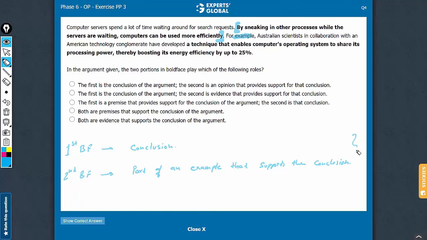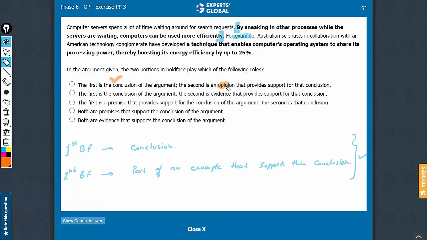Remember, you don't have to take the notes. It is not advisable. I'm doing this just to explain in detail because this is an application of concept video. If I were to solve this question on the exam, I would not be taking this step of writing things down. So, with this groundwork here, let's approach the answer choices. Yes, the first boldface is the conclusion of the argument. The second is an opinion that provides support for that conclusion.